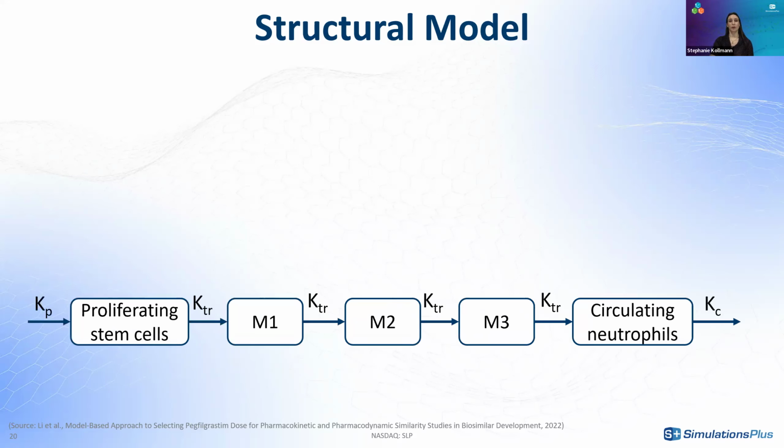The PD part captures neutrophil proliferation in the bone marrow and their maturation through transit compartments to finally lead to neutrophils circulating in plasma. On the membrane of the neutrophils, we have the receptor called granulocyte colony stimulating factor receptor. And this receptor will be the target of the drug.